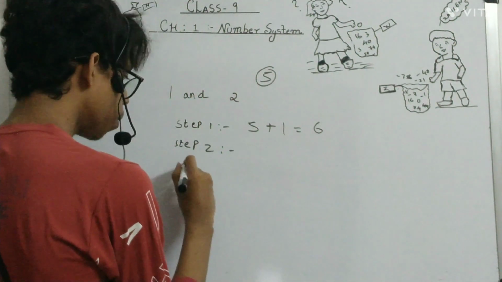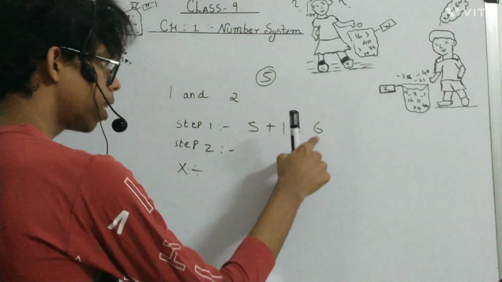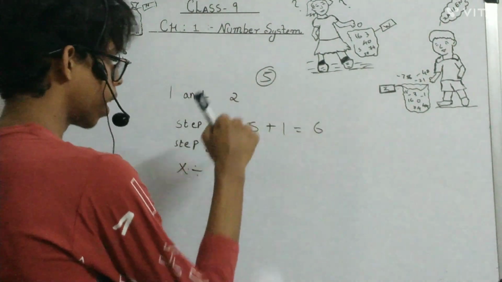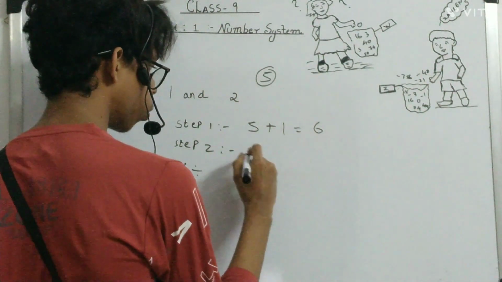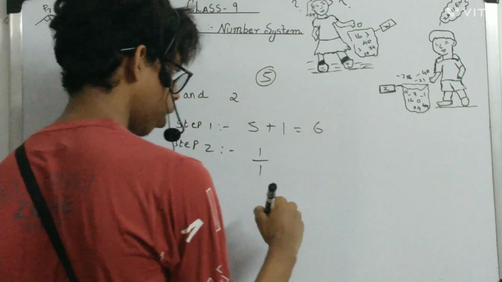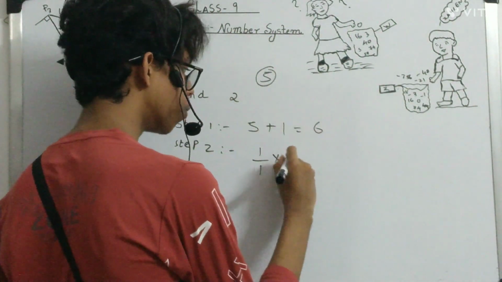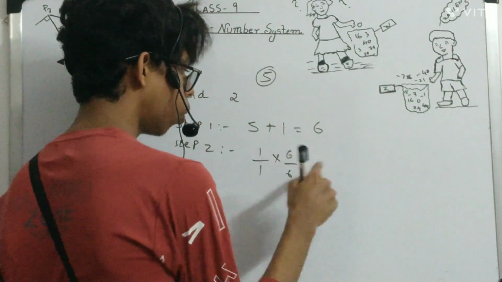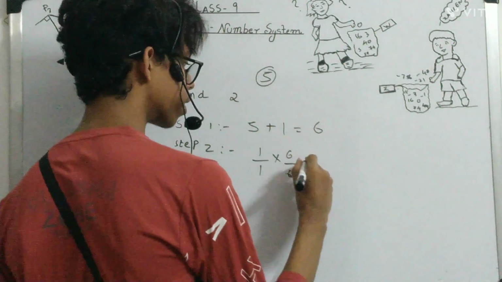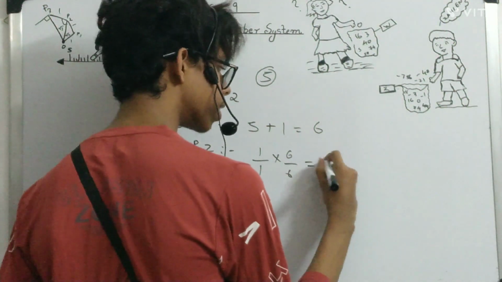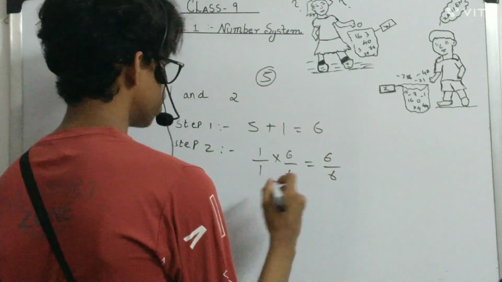I will write over here, multiply and divide this 6 with this 1 and 2. So let's see, we know 1 can be written as 1 by 1, and we have to multiply and divide it with 6. So 1 into 6 by 6. So when I do, I will get it as 6 by 6.